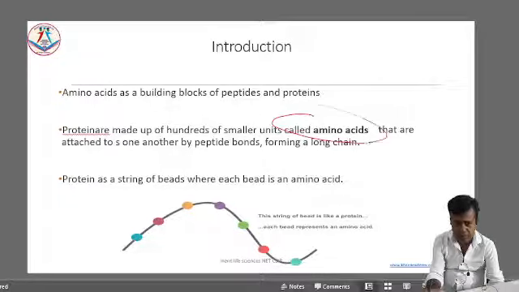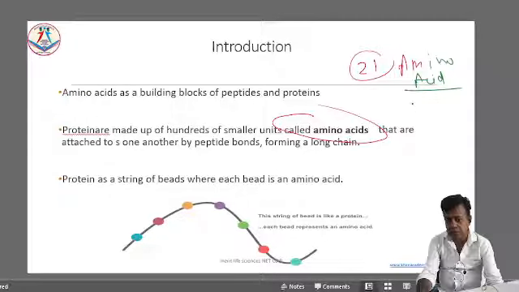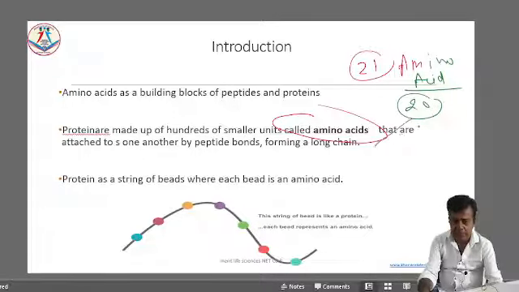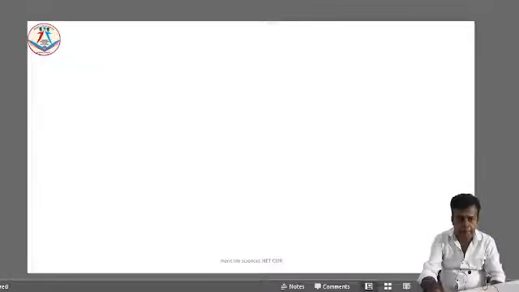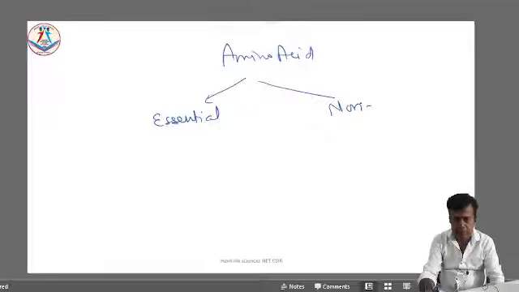But actually, we know about only 21 amino acids. Do you agree with that? We know about only 21. How much? 21 amino acids. So 20, how much essential? How many essential amino acids are there? Can anyone tell me the amino acid classification? We have two types, no? Essential and non-essential. What was the homework given last time, Dhanushree?